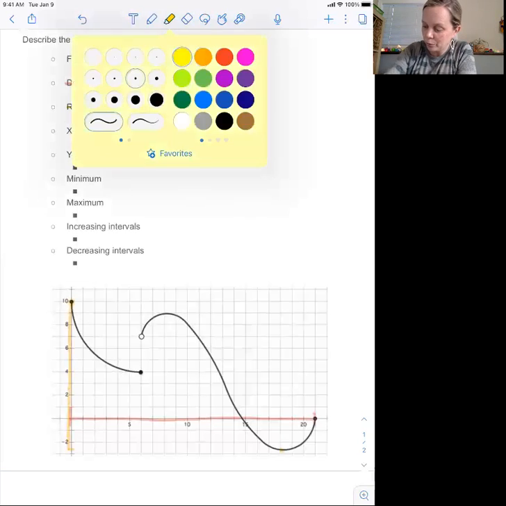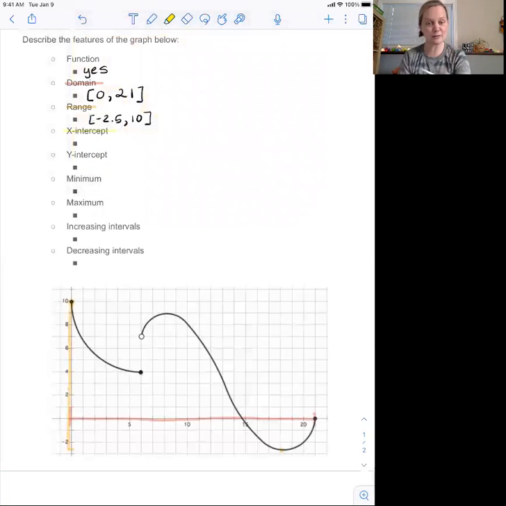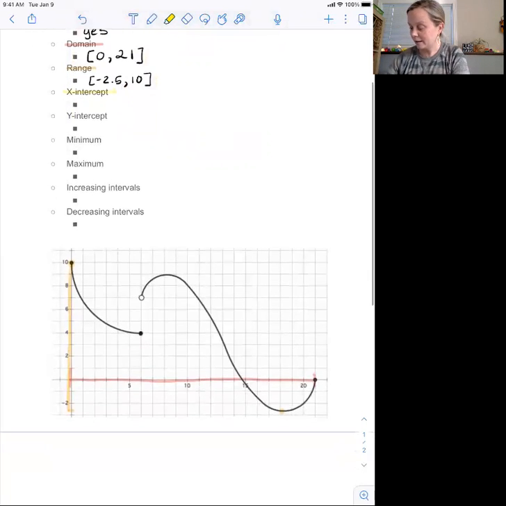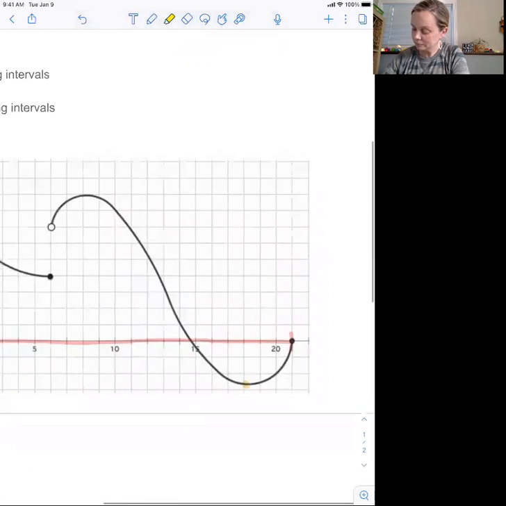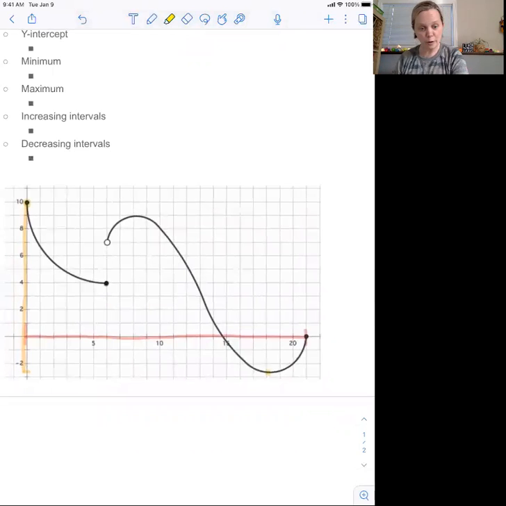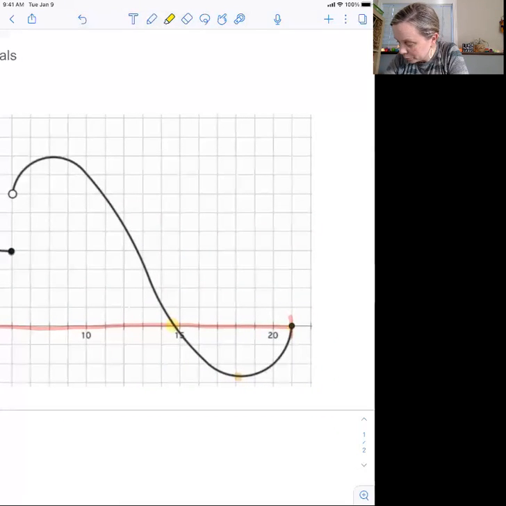Okay, let's go for the x-intercept next. The x-intercept is where that graph intersects the x-axis. So I'm going to run along the x-axis again. There's a couple, aren't there? There's one right here. Let's see where I put that point there in yellow. And then there's another point right here. And that's okay. There could be a bunch of them. I'm going to go back and make that a little bit darker there. There's an x-intercept and there is an x-intercept.